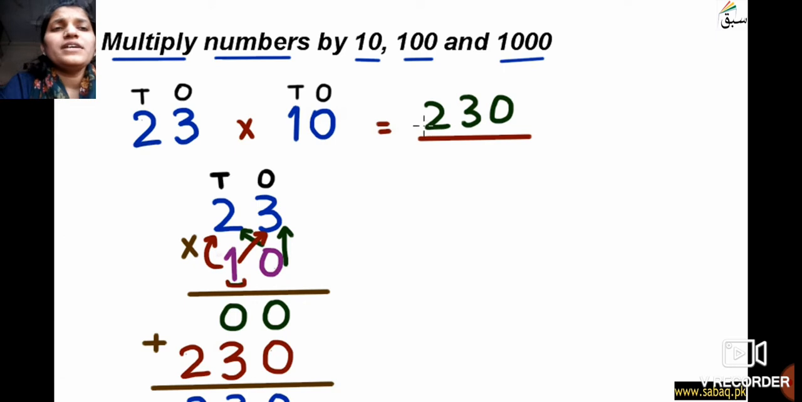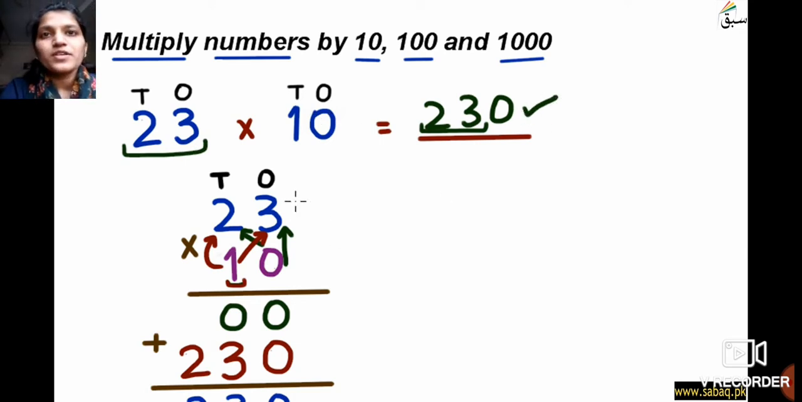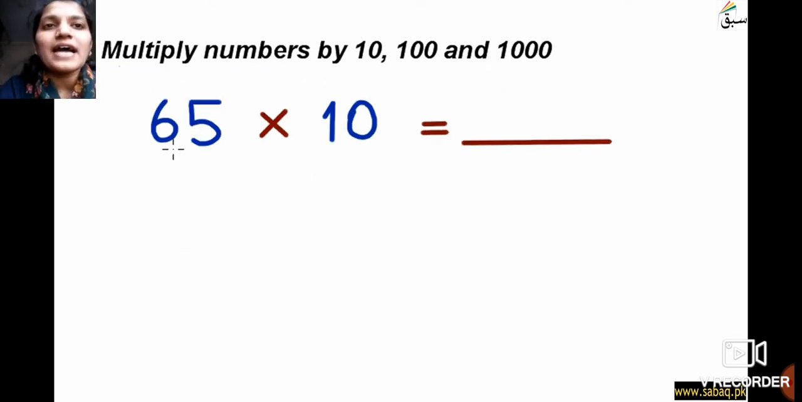So here we have seen how we multiplied 23 into 10. Students, when we multiply any number by 10, we just have to give 1 zero. Please remember that this is the rule of this property. When we multiply any number by 10, we write that number as it is, and we give 1 zero.